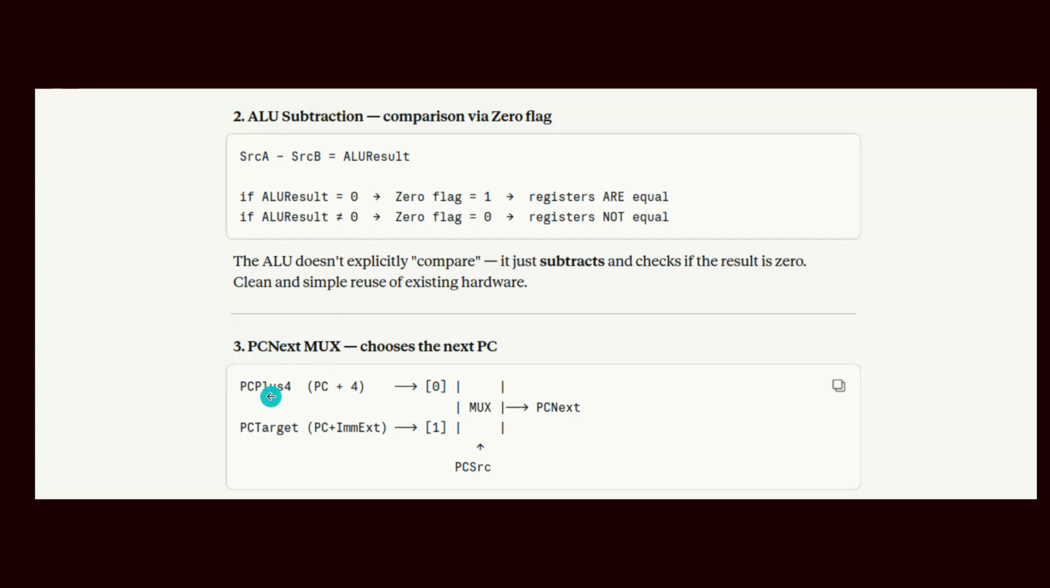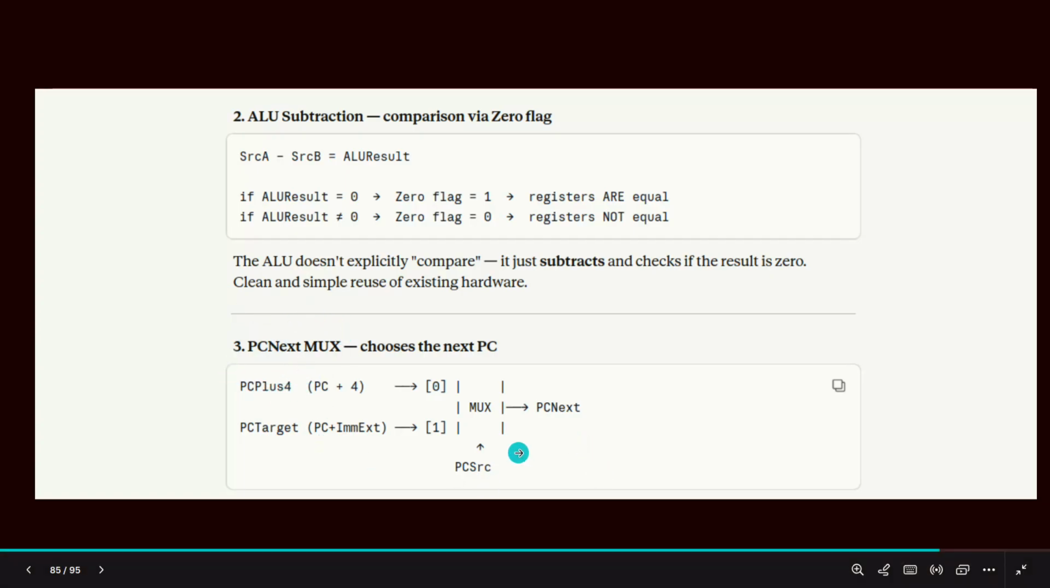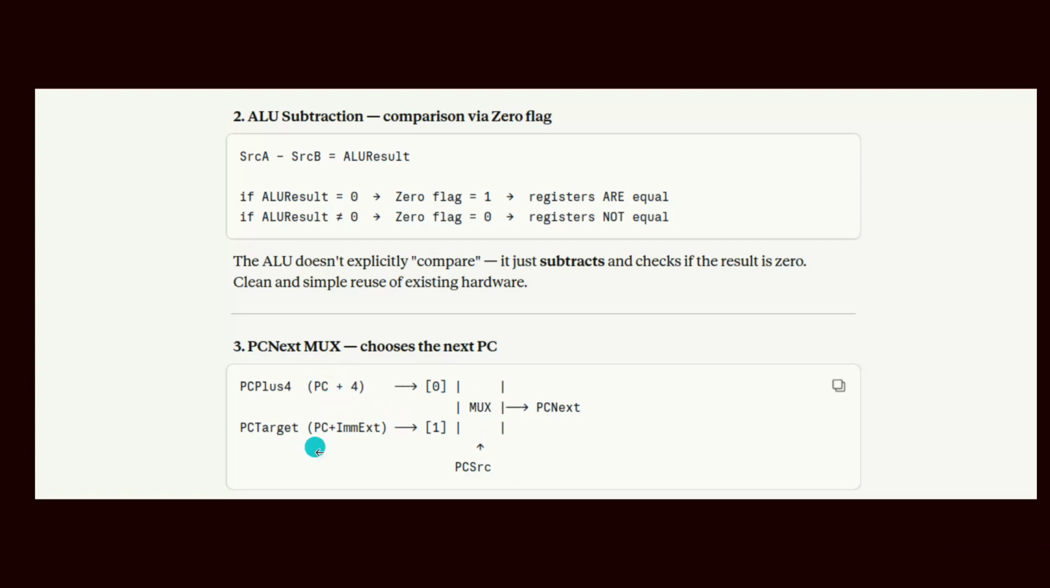Now there would be a mux. Mux is used to select whether we have to use PC plus 4 or PC plus immediate. Mux 1 means what? We are using PC plus immediate there. Understood?